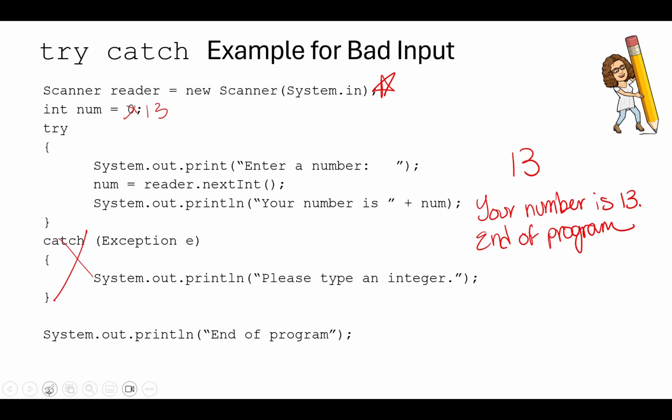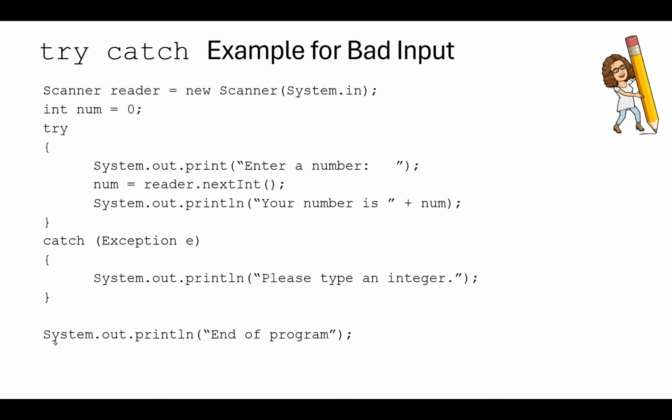Now, let's say, I'm going to erase it. Let's say the user types in for a number, Bob. Okay. Right here, it's going to try to get an int. It's going to be like, oh, Bob's not an int. It's going to be what's called an input mismatch exception. So what's going to happen is this is going to flag the catch. Catch is going to go, oh, I can catch that error for you.